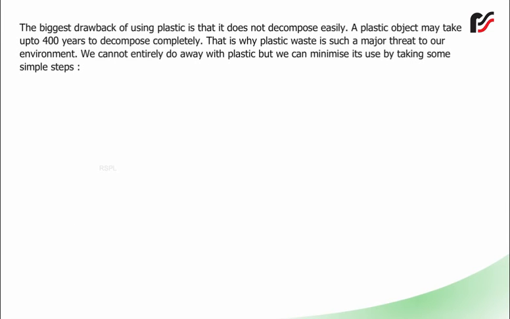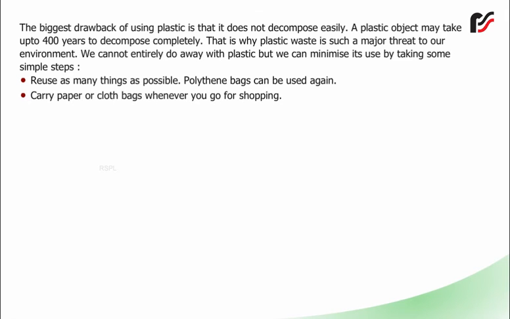The biggest drawback of using plastic is that it does not decompose easily. A plastic object may take up to 400 years to decompose completely. That is why plastic waste is such a major threat to our environment. We cannot entirely do away with plastic, but we can minimize its use by taking some simple steps. Reuse as many things as possible. Polythene bags can be used again. Carry paper or cloth bags whenever you go for shopping.